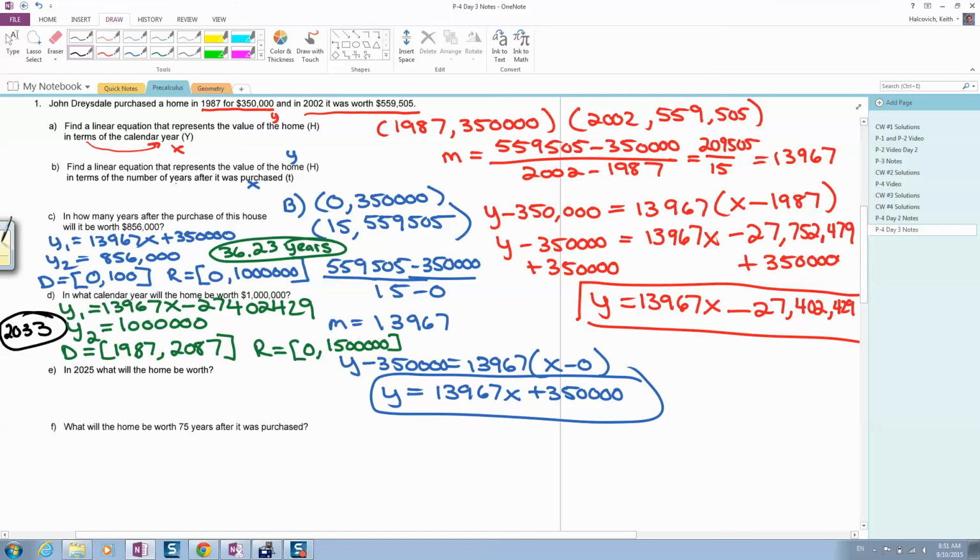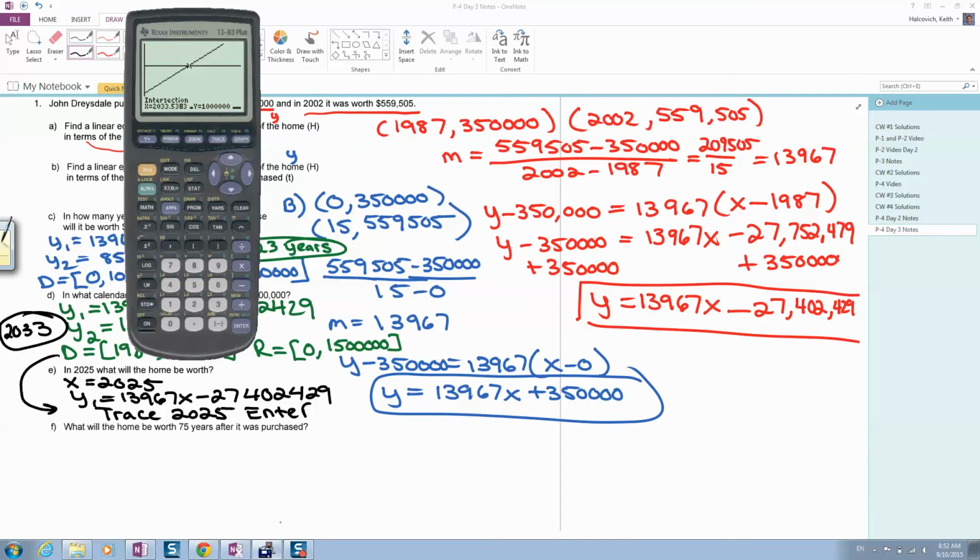So that year. So then in part E, it says in 2025, what will the home be worth? So this is when x is equal to 2025, right? Your y sub 1 is still going to be here at 13,967x minus 27,402,429. And then their domain and range are going to be the same. And here you're just going to type in trace 2025 and then hit enter, and that'll get you your answer.